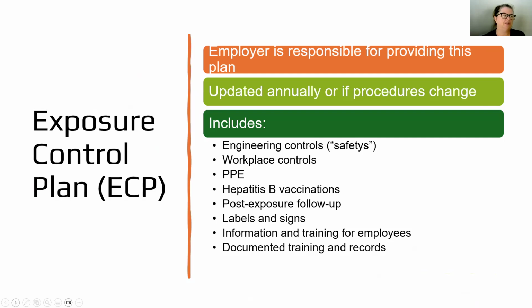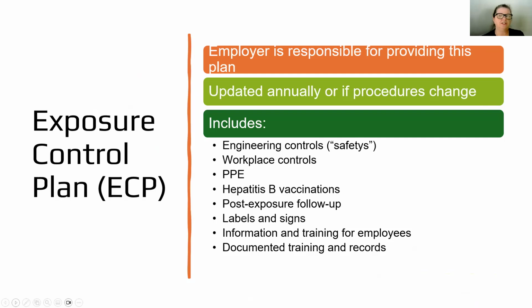These for the medical field really include things like engineering controls, or what they call safety devices. These are the little sheaths that go over needles to protect people from getting stuck accidentally. PPE, what is available, what is recommended, what is needed. The fact that, especially in the medical field, a provider or an employer is supposed to be able to provide or offer hepatitis B vaccinations to all of their employees. What type of post-exposure follow-up is required?